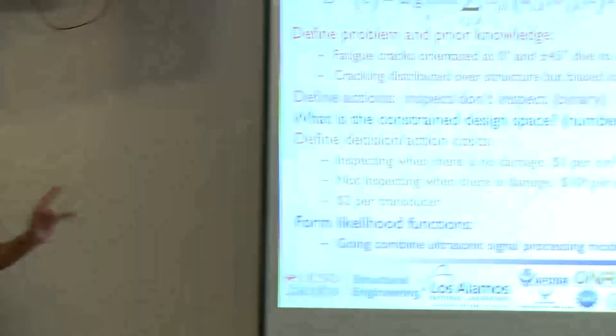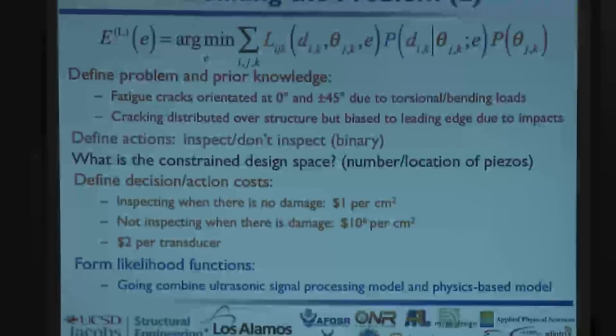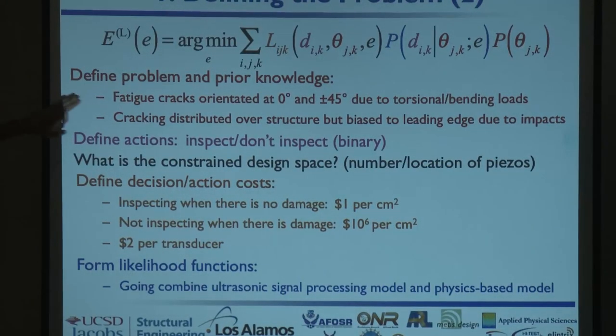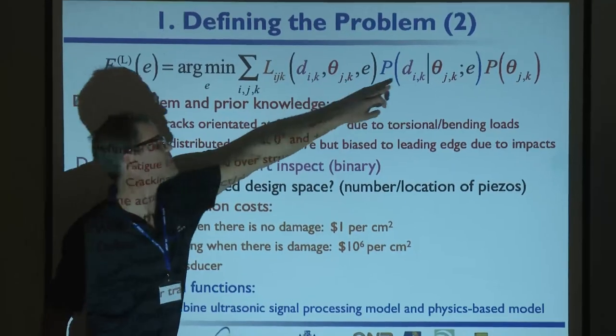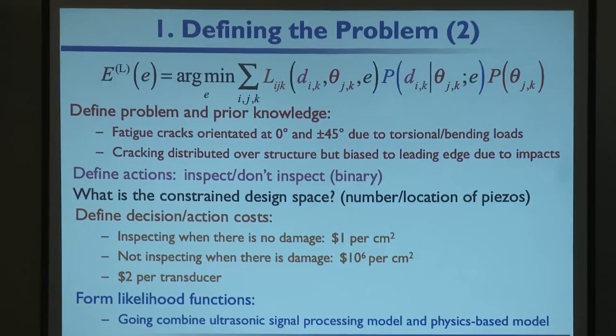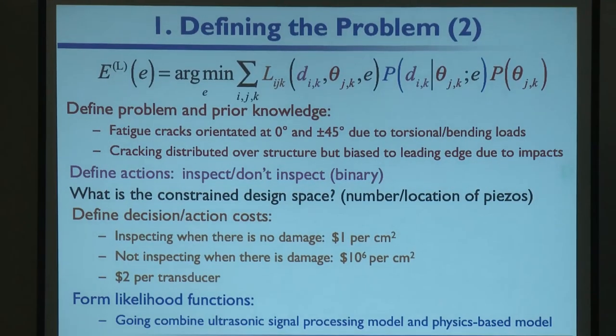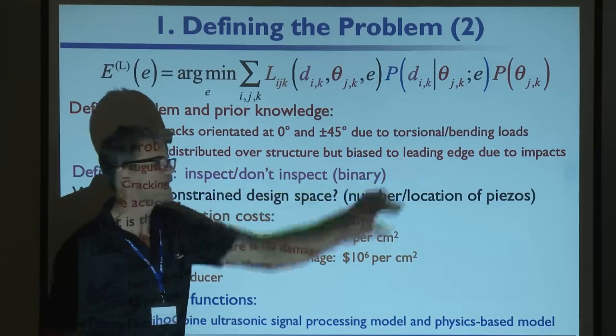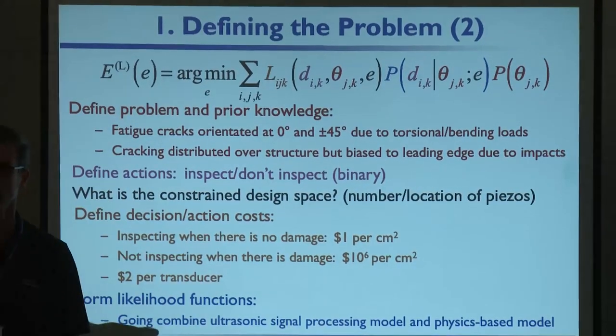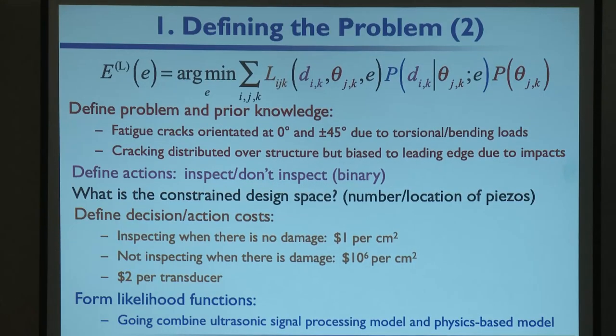So let me define the problem very clearly and see where all the variables are in my problem. So prior knowledge: fatigue cracks at 0 and 45, so there's clearly the states I want. Usually you have to be of a certain size, so many millimeters or whatever. Cracking is distributed over the structure but biased to the leading edge. That's prior knowledge. I expect there to be crack initiation, perhaps on the leading edge, due to impacts.